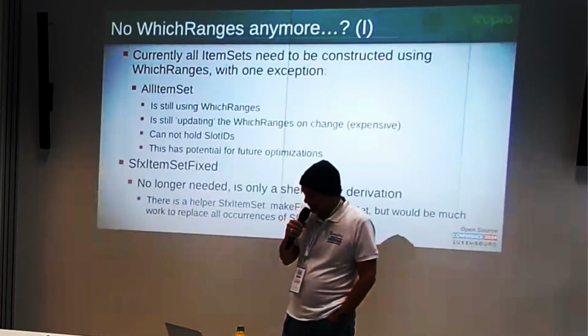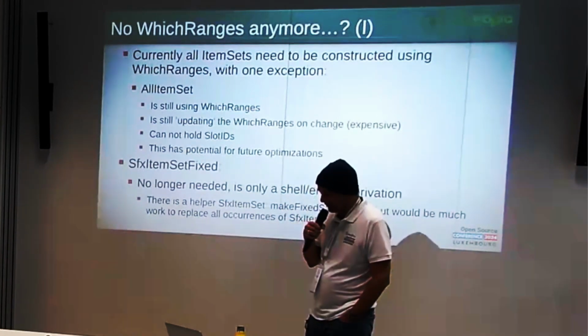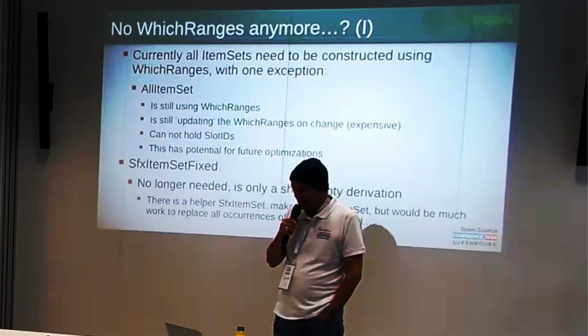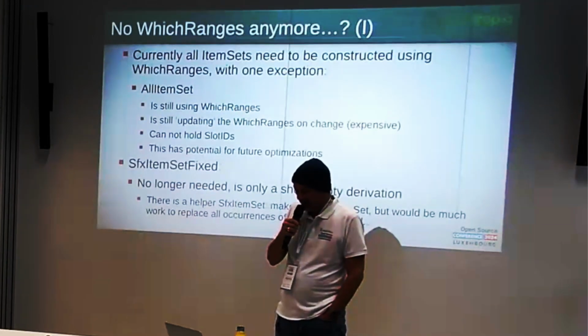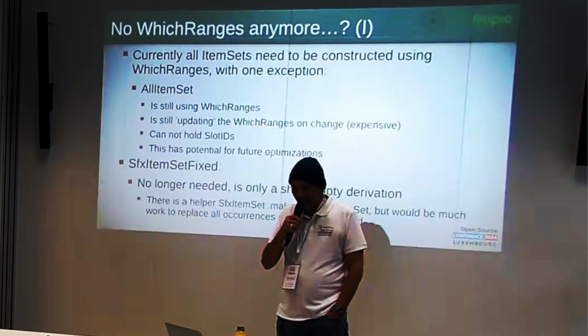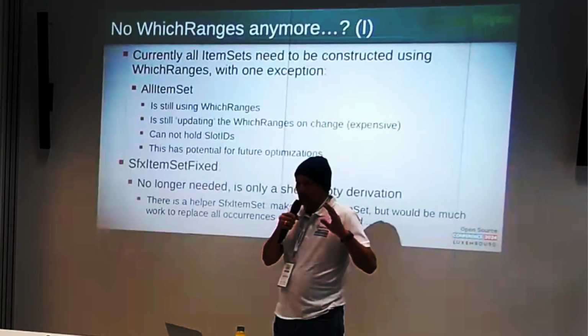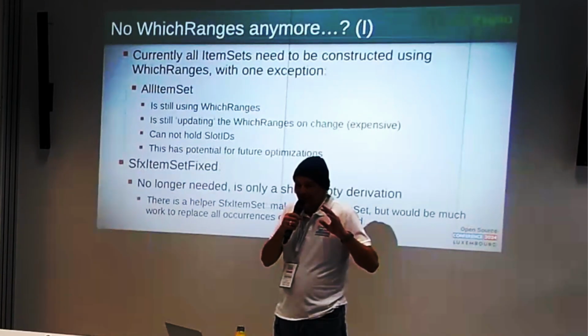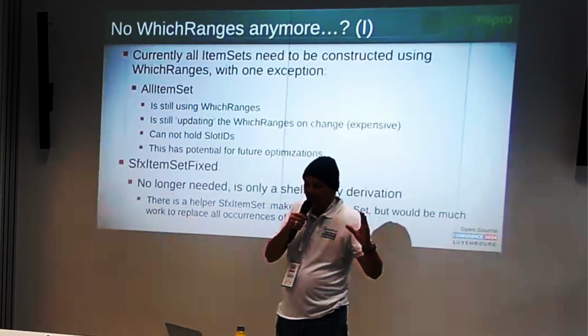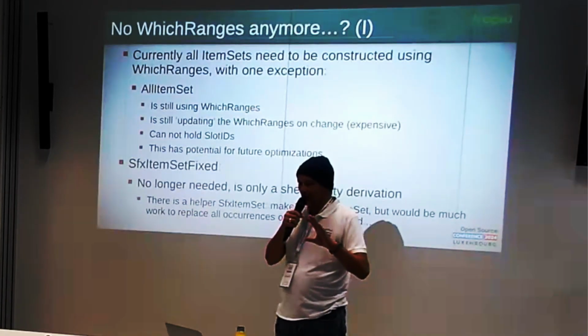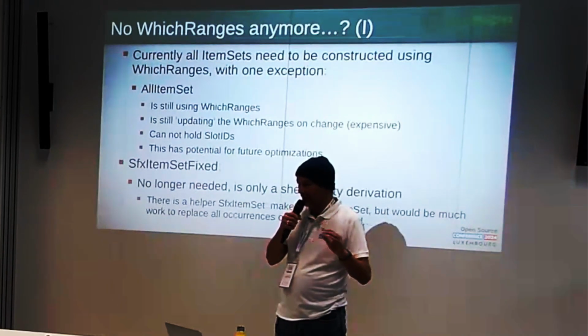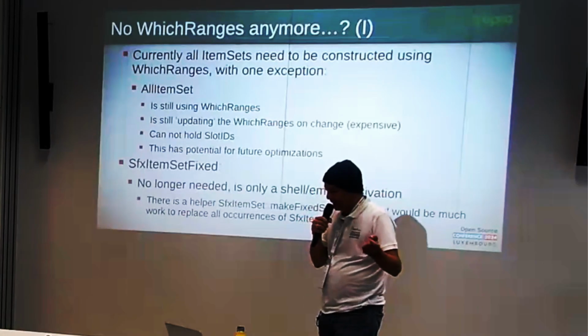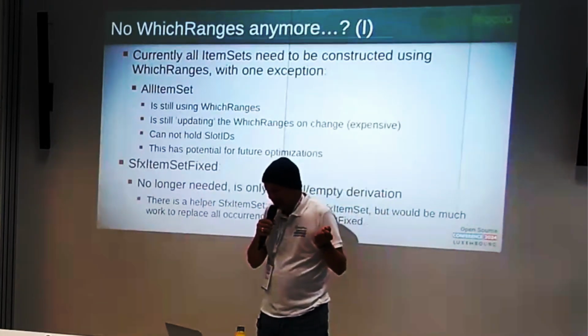So this has potential for future optimizations, because the all item set would be ideal as the first test to get rid of the which IDs completely. So there's also the SfxItemSetFixed. This was an interesting C++ experiment, because it did something very interesting with this old technique of the null pointers. It derived this null pointer array into the class to have it in the same memory spectrum as the item set. So this made the item set use just one memory lane in the caches. So a very interesting technique, but no longer needed.